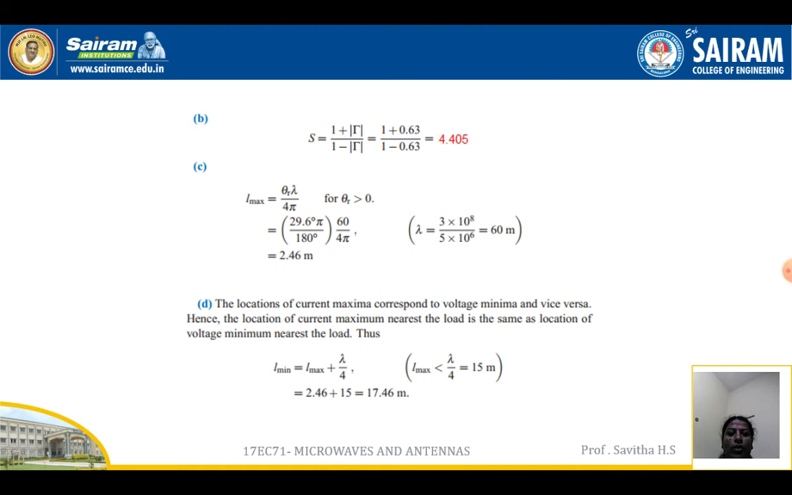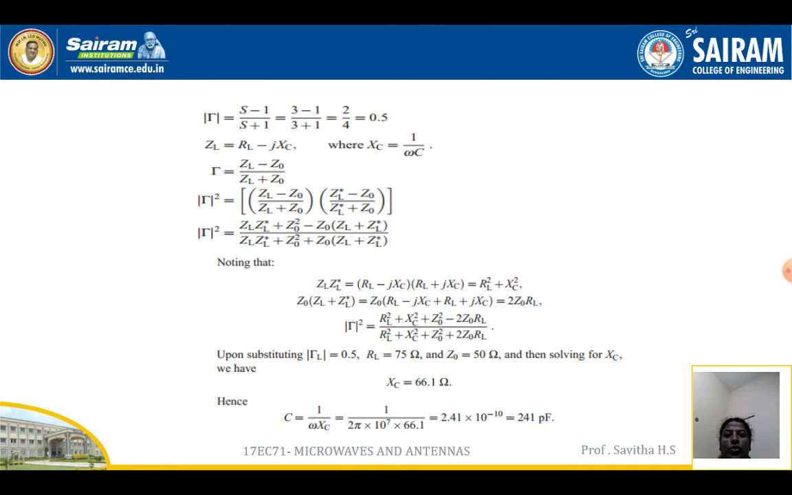So the answer is 4.405. And l max is equal to theta r lambda divided by 4 pi, which is 29.6 degrees into pi divided by 180 degrees into 600 by pi. While substituting the values, we'll get 2.46 meters. Now the last part is the location of the current maximum. The current maxima correspond to the voltage minima and vice versa. Hence the location of the current maximum nearest to the load is the same as the voltage minimum nearest to the load. So l minimum is equal to l max plus lambda by 4, so 2.46 plus 15, it is 17.46 meters.